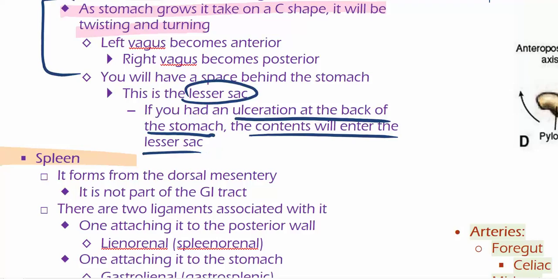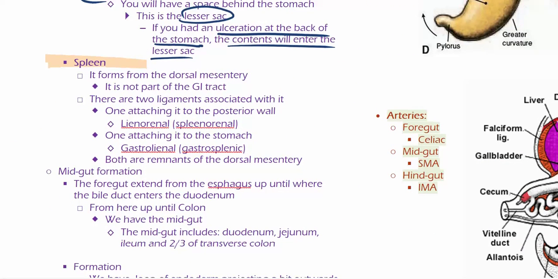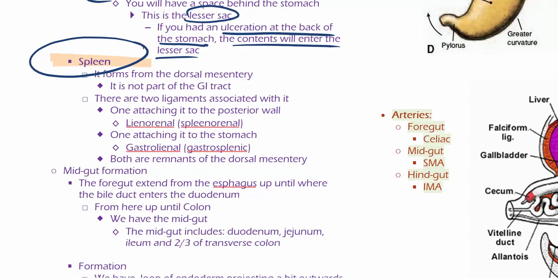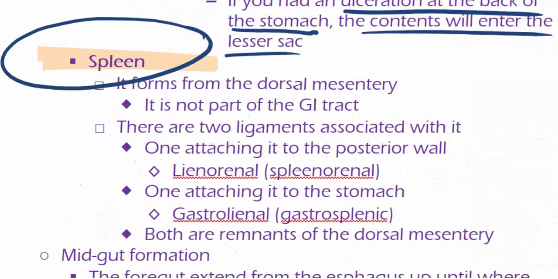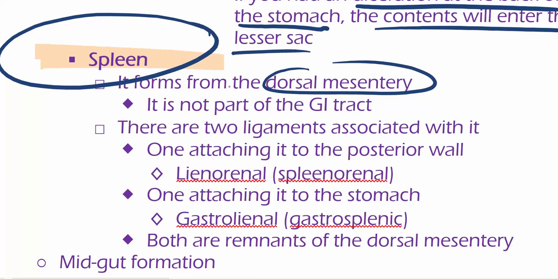Now, remember what we said about the spleen. It's the only organ that is not forming from what? The gut tube. That's right. So it's forming from the dorsal mesentery. What is the dorsal mesentery?